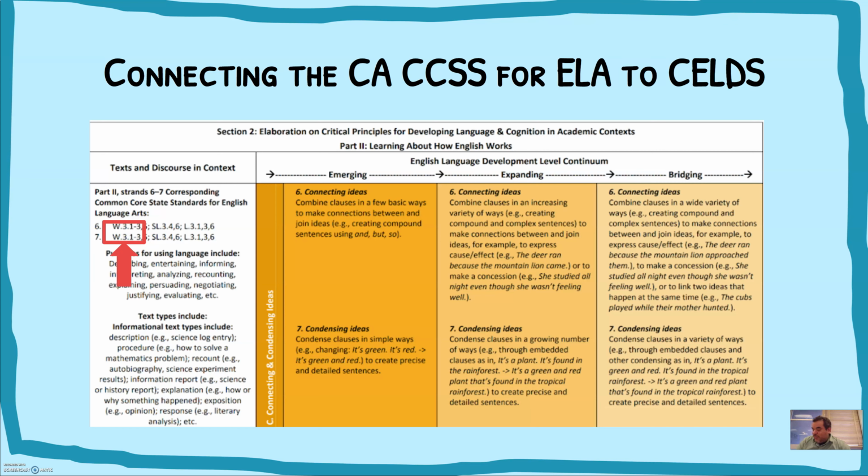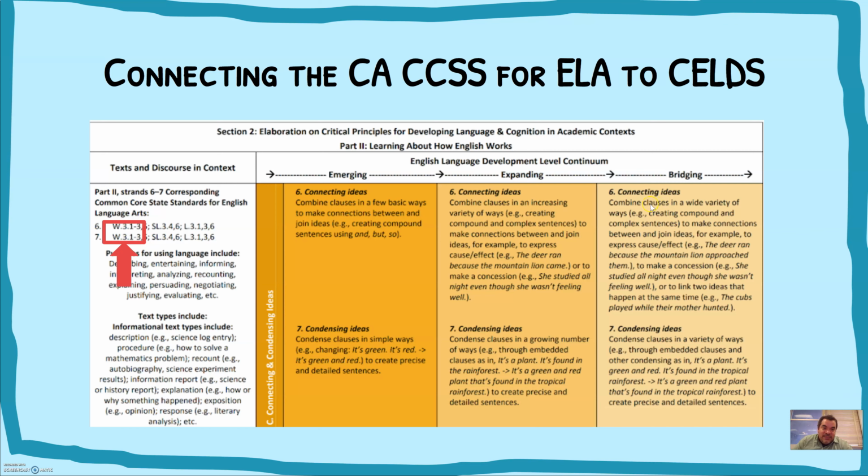One last one. So lastly, let's look at California ELD Standards 6 and 7, which also reinforces Common Core State Standard W33. So if we look over on the left side, we can see that Common Core State Standard W33 is in both of these. And let's take a look at the first standard. Let's look at the bridging standard this time.